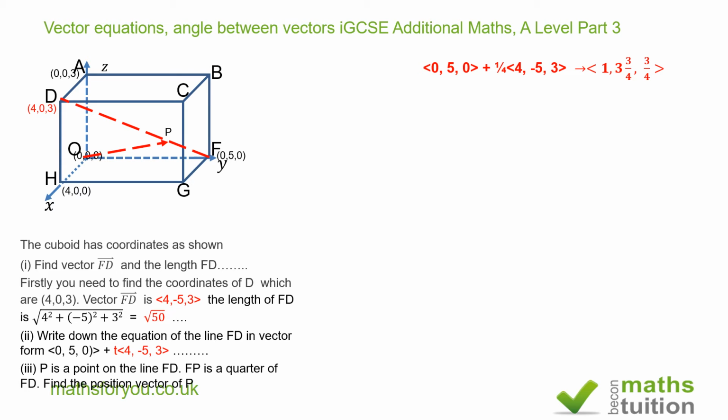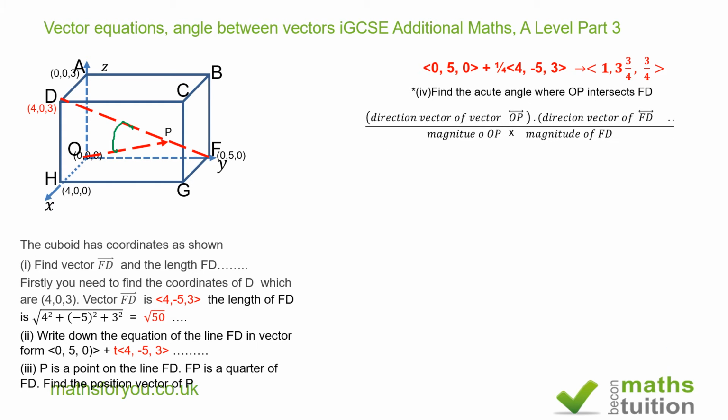Right, and moving on from that to part 4, it says find the acute angle where OP intersects FD. So we want to find this angle there. Okay, now to do that, we need to use this formula here. That formula gives us the cosine of the angle we're looking for, so we get cos theta there.